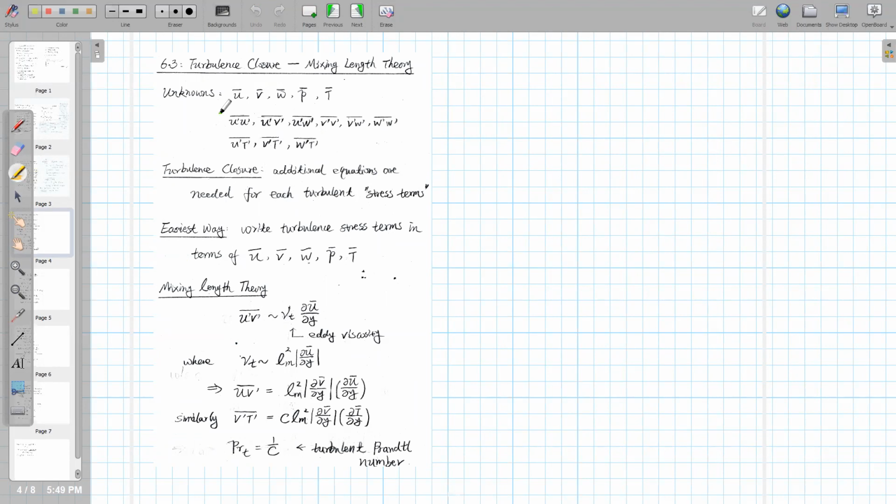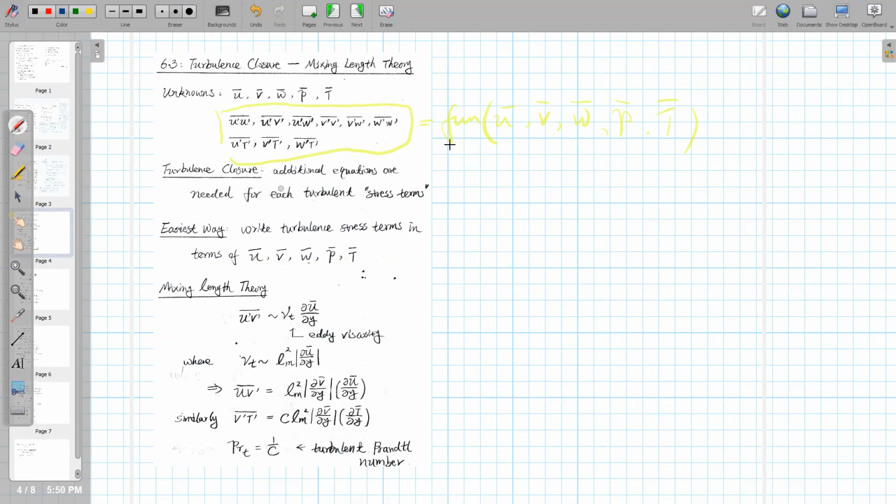If we can find all these terms as a function of their averaged terms, a function of u, v, w, p, t, okay. Because these averaged terms are what we want to solve, right? We are interested in the mean flow velocity, the mean pressure and the mean temperature of the flow field.